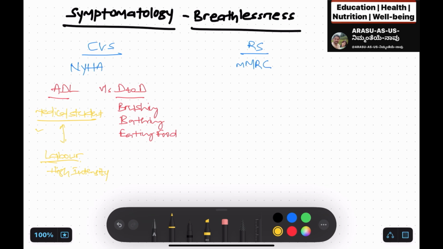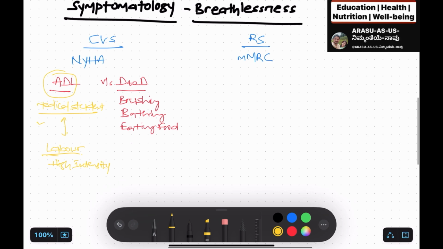If we observe and compare, a medical student will be doing mild to moderate intensity activities only. So that will be the activities of daily living for that student. Whereas for a laborer, high intensity activities are the activities of daily living. So we will take this point into consideration when we are describing NYHA. So that we will see now.